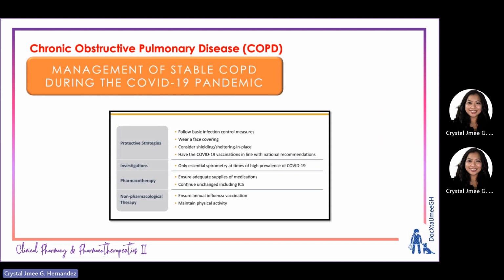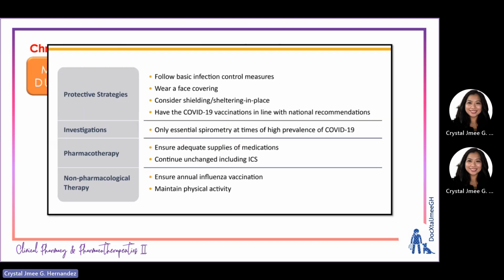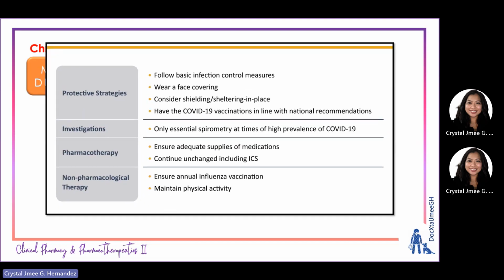And then, since we are still in the pandemic and we have to consider the presence of COVID-19, how do we manage stable COPD in the presence of COVID-19? So for protective strategies, follow basic infection and control measures, face masks, covering. We need to consider shielding and, of course, have COVID-19 vaccinations in line with national recommendations.